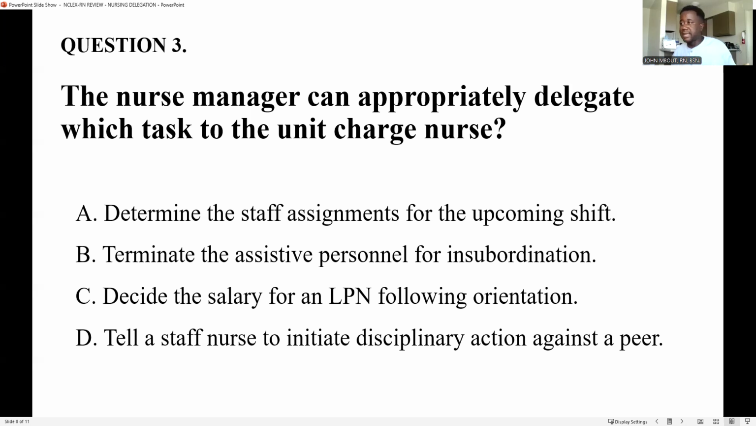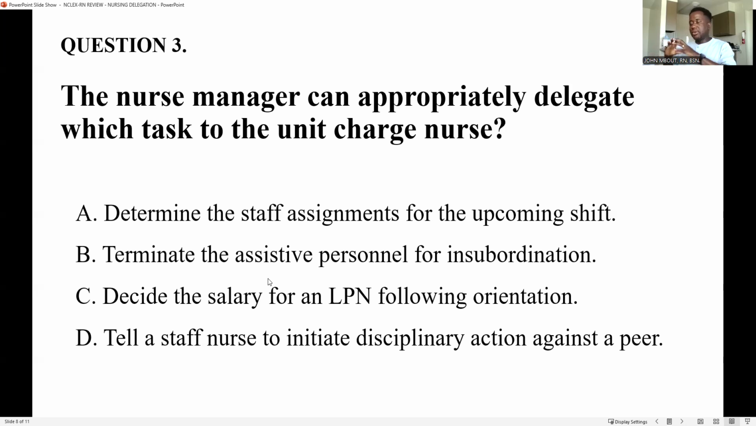A, determine the staff assignment for the upcoming shift. B, terminate the assistive personnel for insubordination. C, decide the salary for LPN following orientation. D, tell a staff nurse to initiate disciplinary action against a peer. What's the right answer? The right answer is A. Okay?